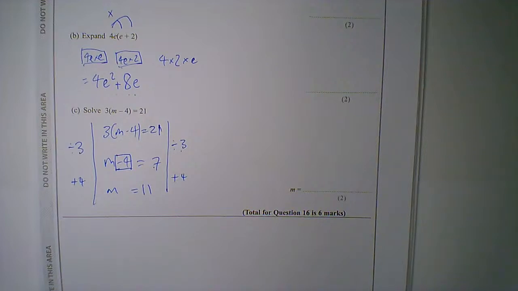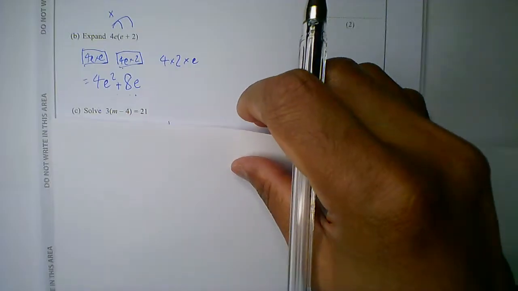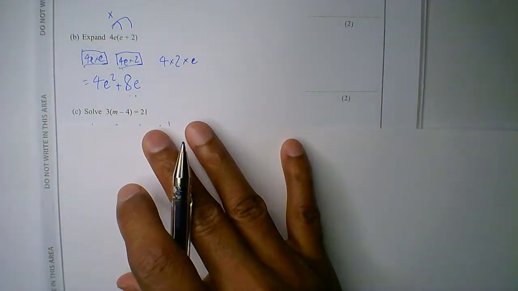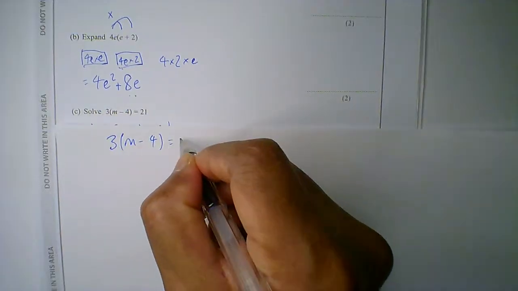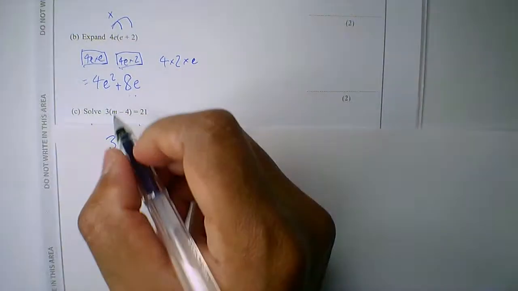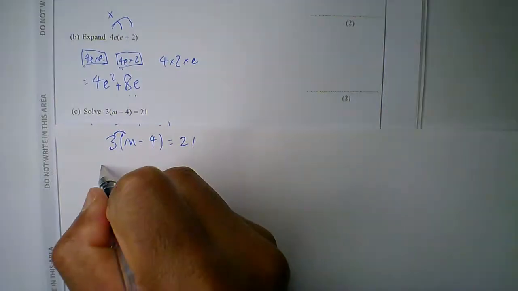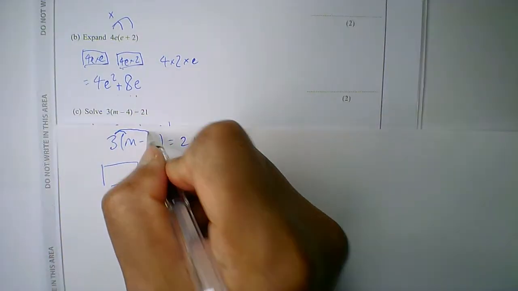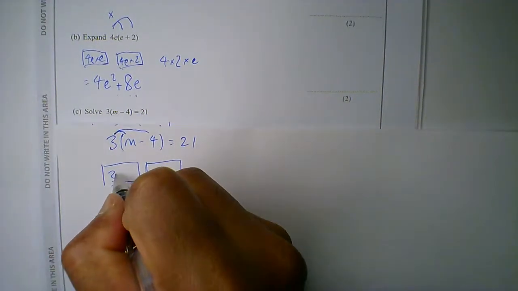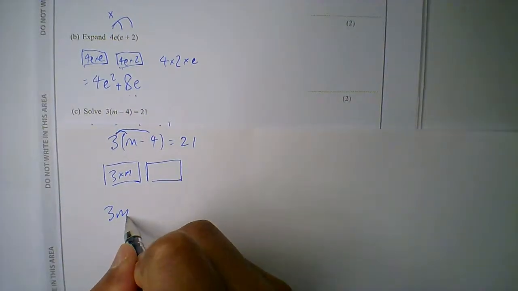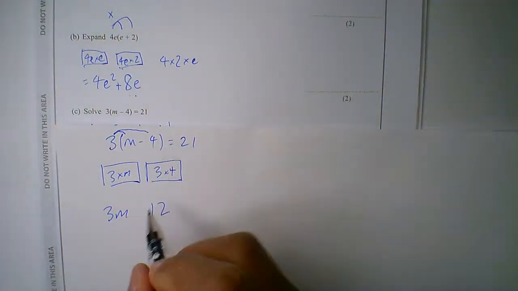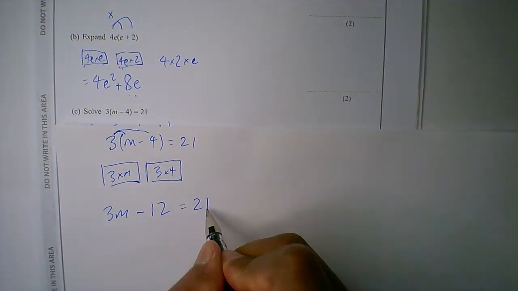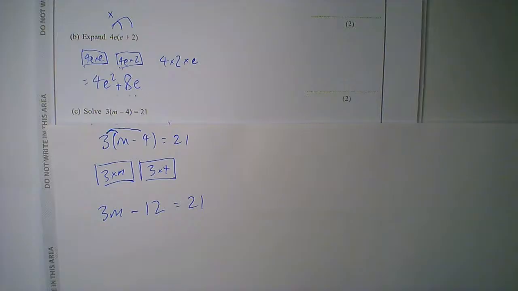And similar to last time, if you want to, you can also expand the brackets. I'm going to show you the other way as well. If you did expand the brackets, so I've got 3 brackets m take away 4 equals 21. And so I'm going to expand the brackets. Okay, 3 times m, and then 3 times 4. 3 times m is 3m. 3 times 4 equals 12. And this is a negative there, equals 21. How do I solve this now?